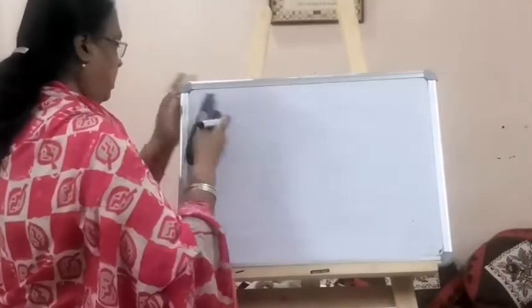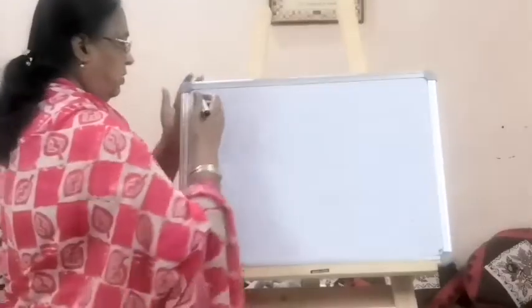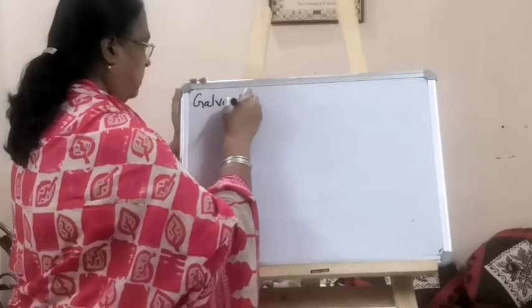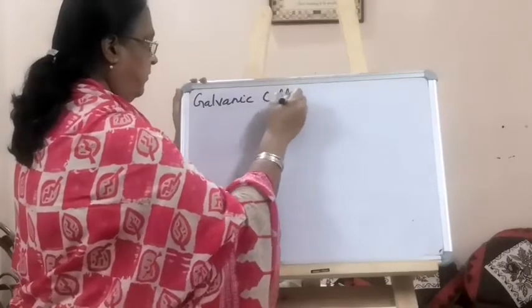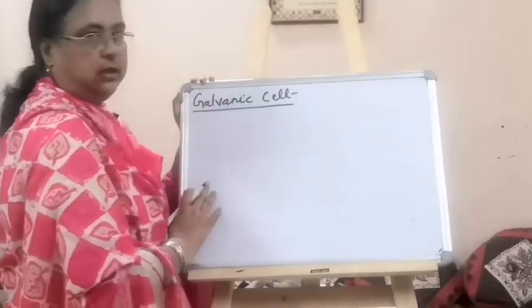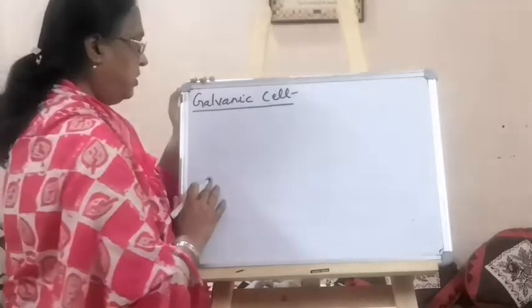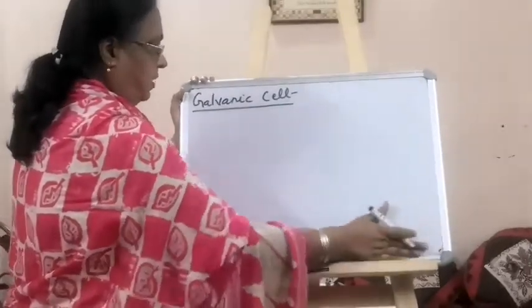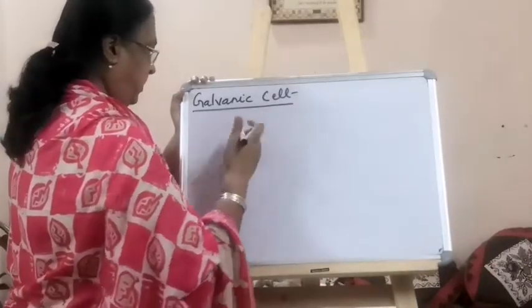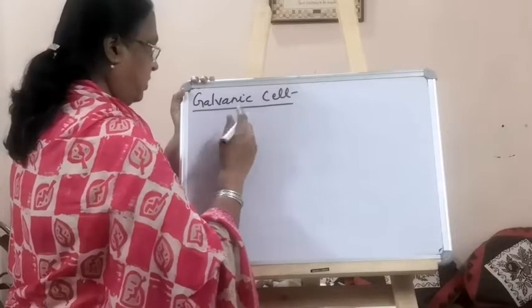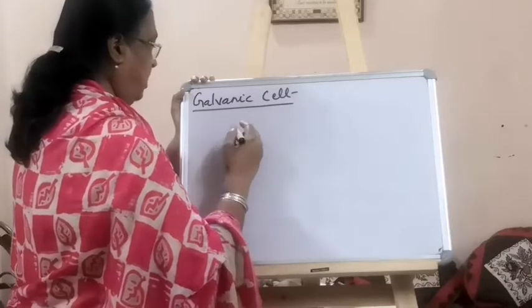So you have to do the galvanic cell in detail, and so I will be taking the galvanic cell now. It is a device to convert chemical energy into electrical energy. How this is constructed is very important. Some important points I will be highlighting, and you should remember them. There are two ways to construct the cell.